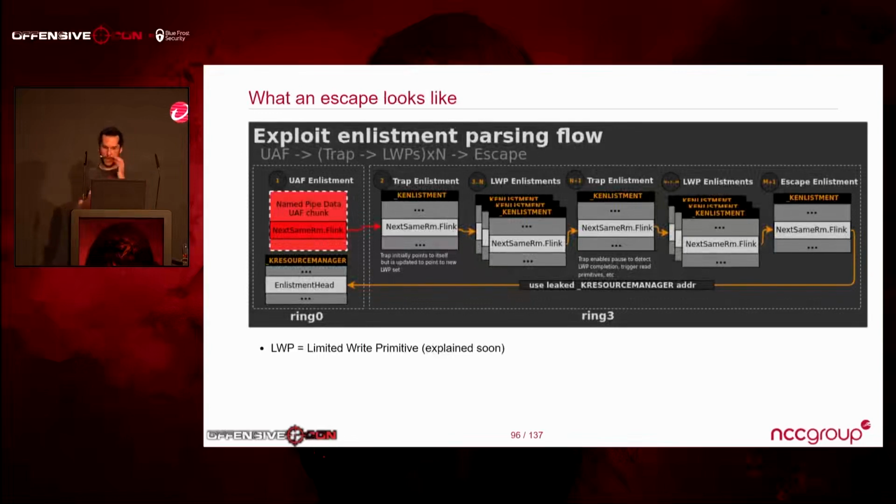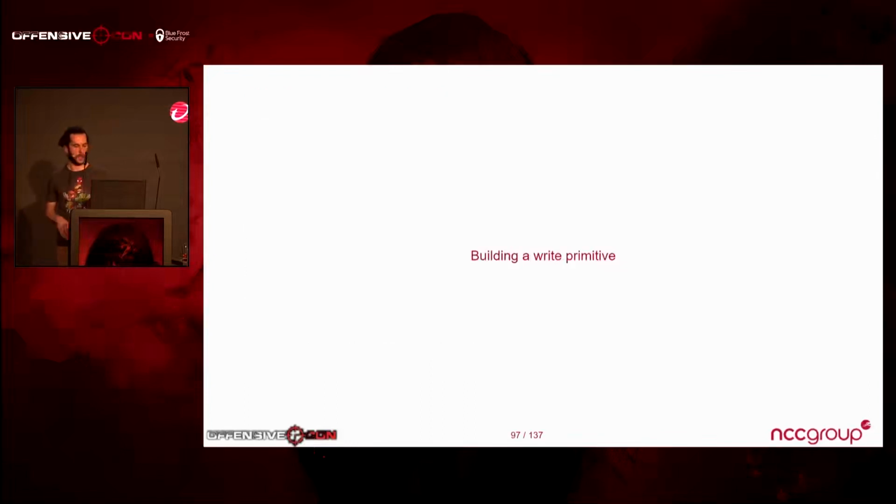So this is what it looks like now. We have the escape enlistment on the right that points to the leaked KRESOURCEMANAGER. And in between, we had our first trap enlistment, number 2, which allowed us to detect we won the race. For now we don't have it, but we want to have what we call a limited write primitive, LWP, which basically is a series of enlistments that gives us some kind of write primitive. Then we have another trap enlistment that tells us that this write primitive has been done, and then we can again queue other enlistments, and so on.